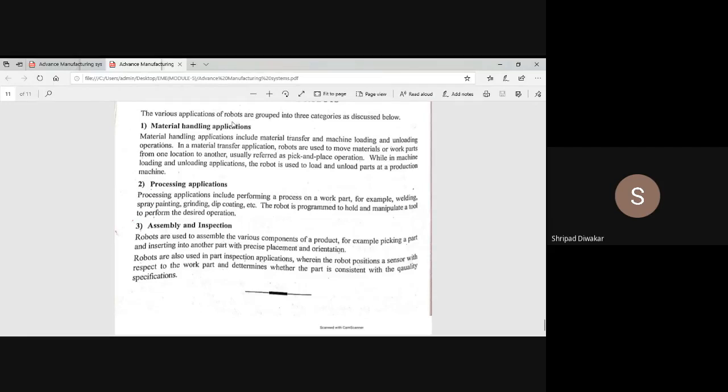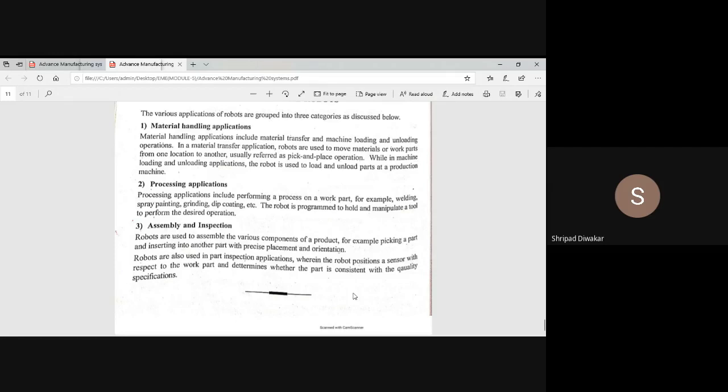These are the three major applications of robots. One is material handling. Second is processing applications, which include welding, spray painting, dip coating, etc. Third is assembly and inspection. We can do the assembly using robots. Robots are mainly used to assemble the various components of a product.